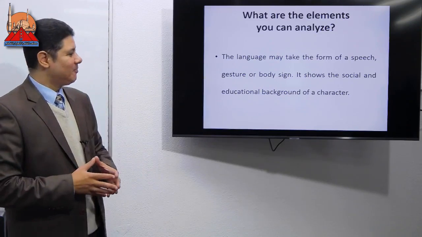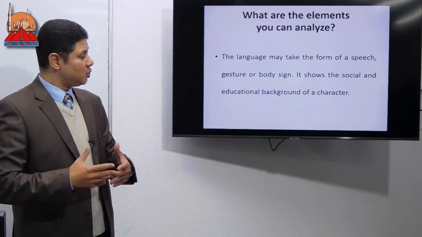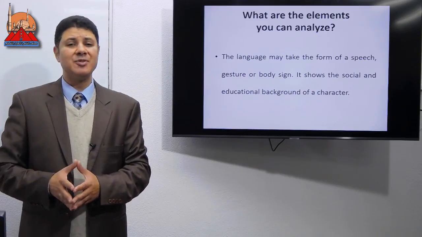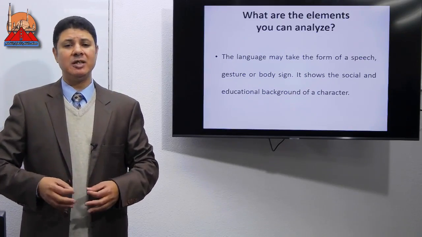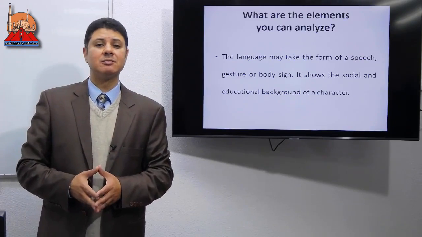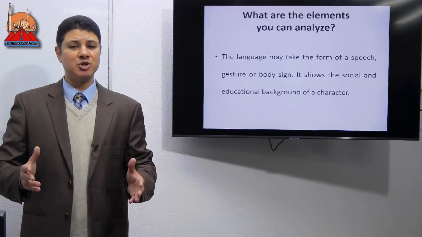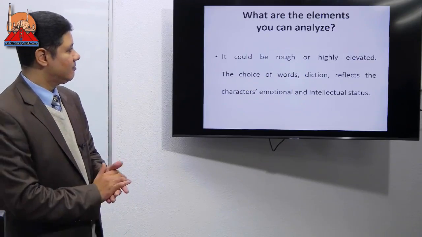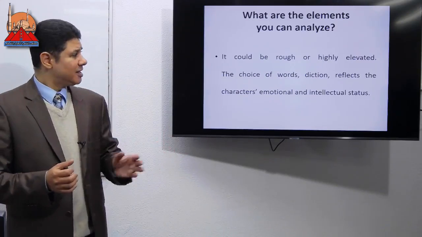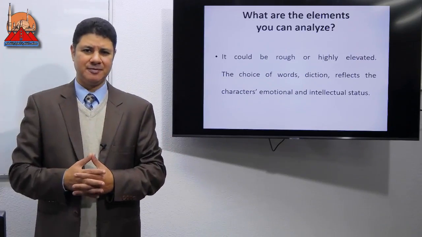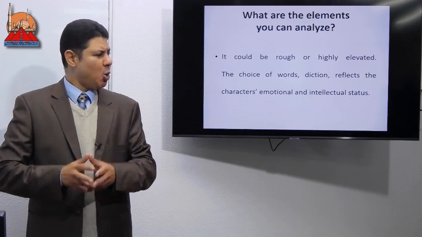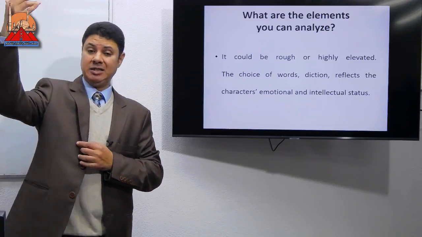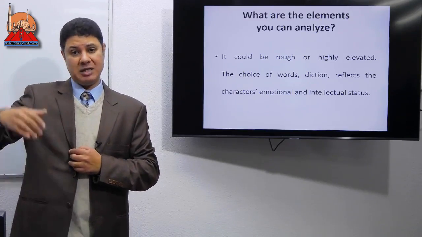The language shows the social and educational background of the character, as I have just told you, and this is very important because it paves the way for you to understand the different dimensions of the character. The language can be rough, coarse language, or highly elevated, one of high standard.